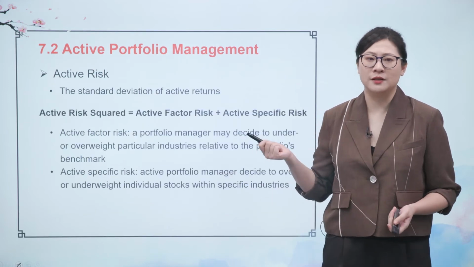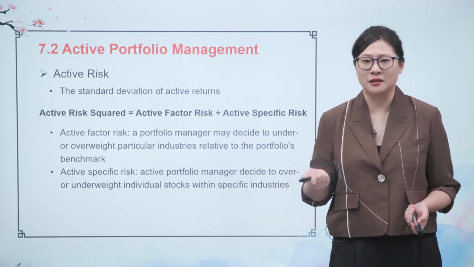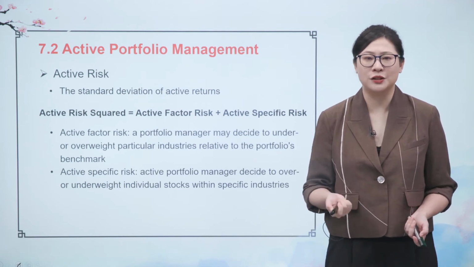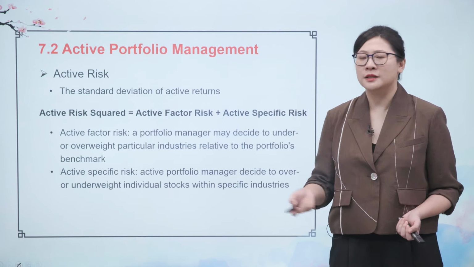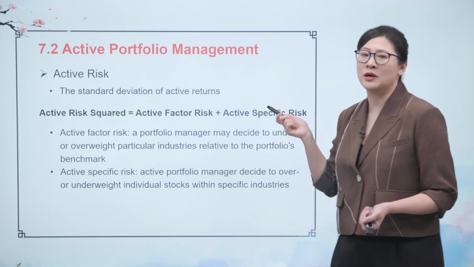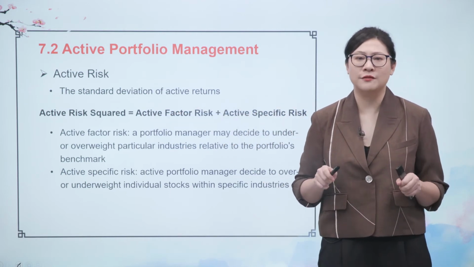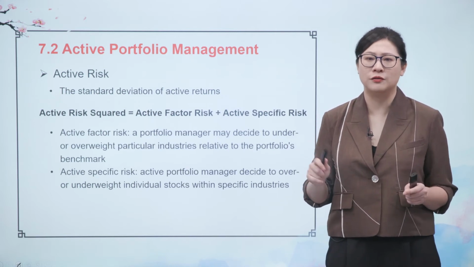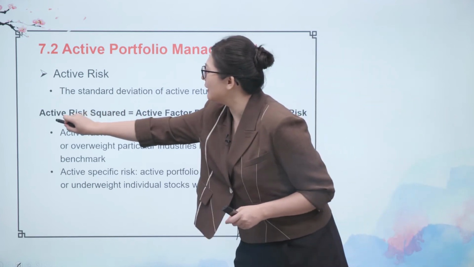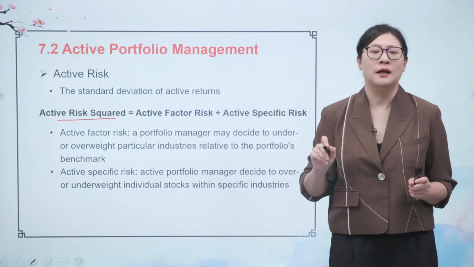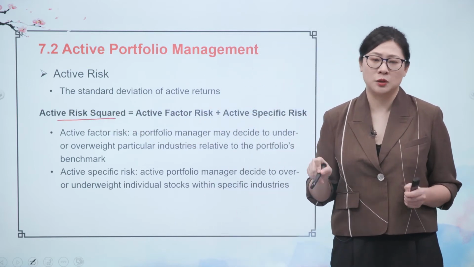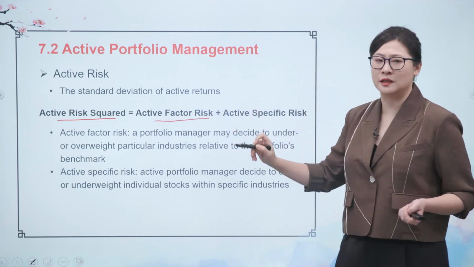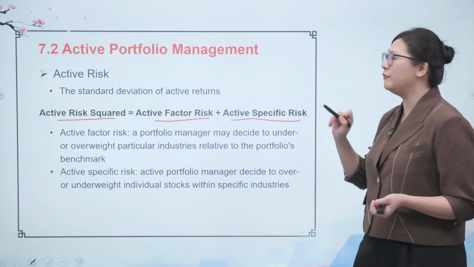Now let's have a look at the active risk. What's the active risk? We mentioned that before. It is the standard deviation of active return. So we give you one equation to separate active risk into active factor risk and active specific risk. The left-hand side of the equation is active risk squared. It should equal your active factor risk plus active specific risk.